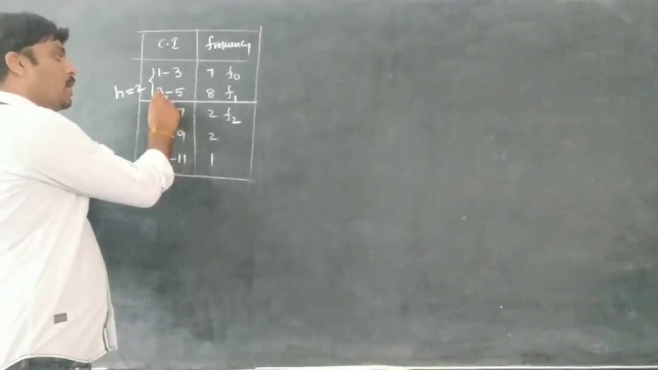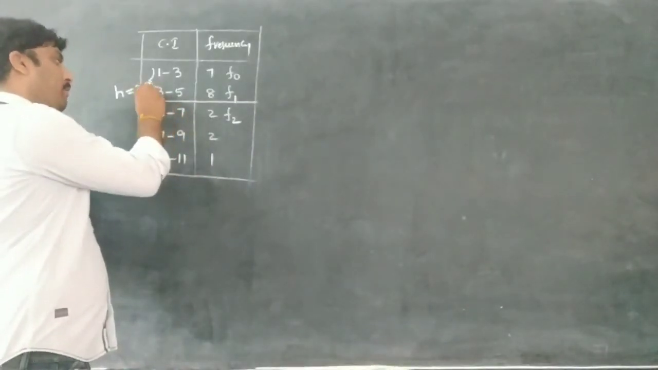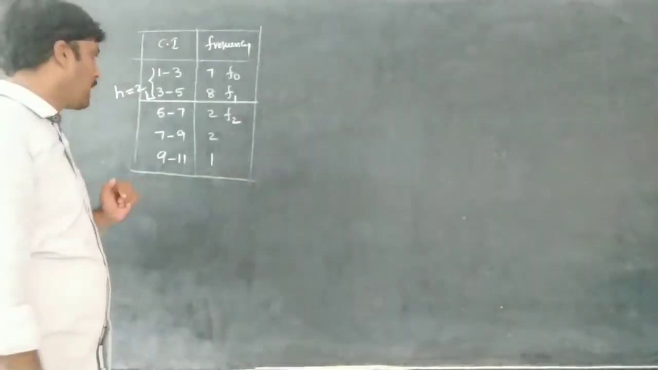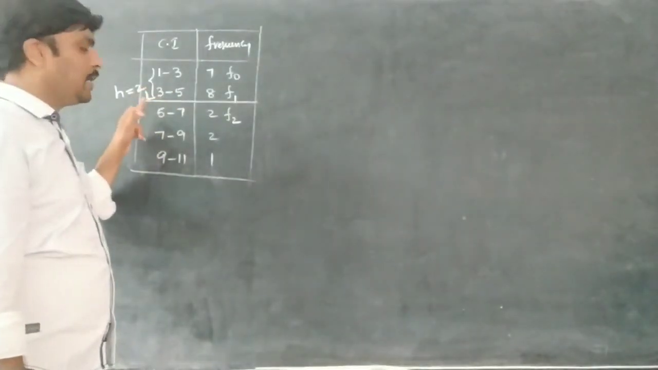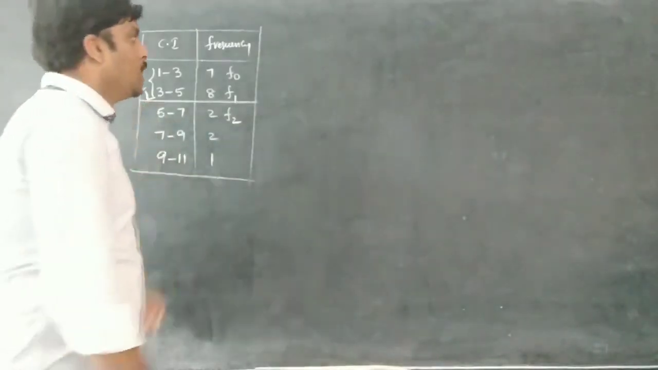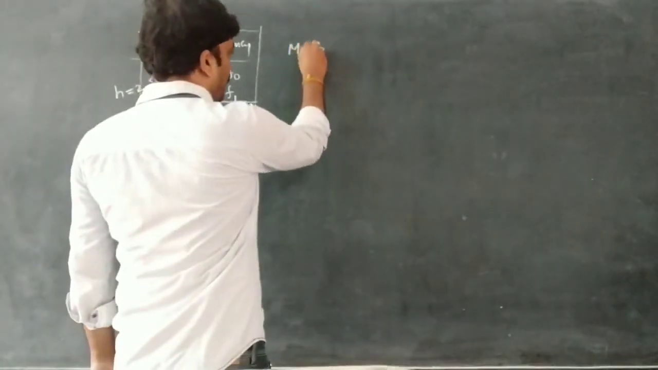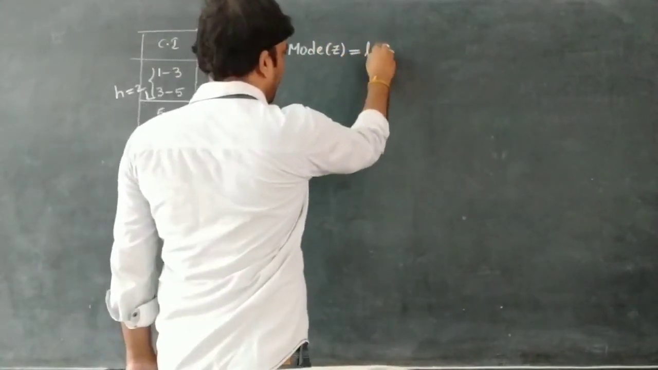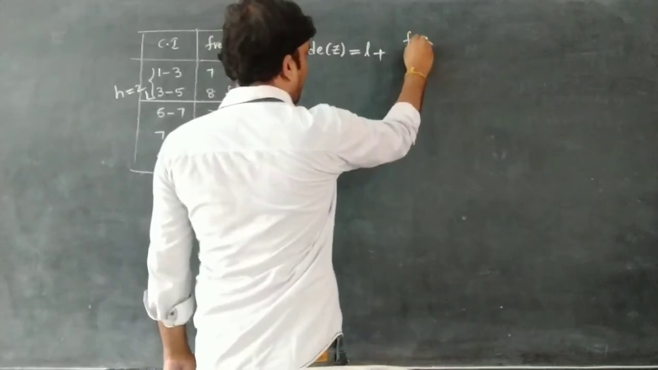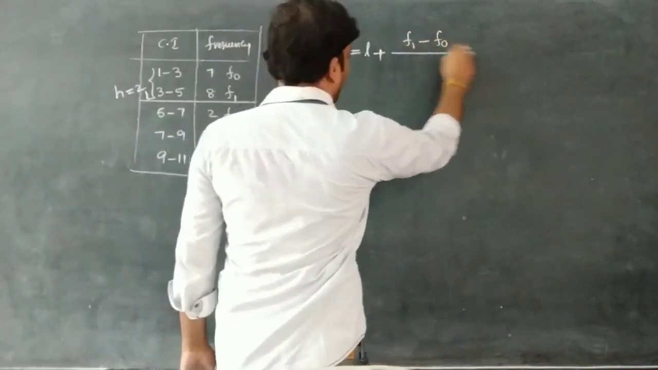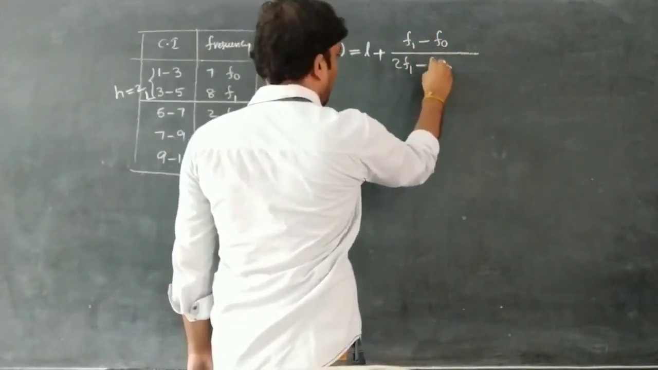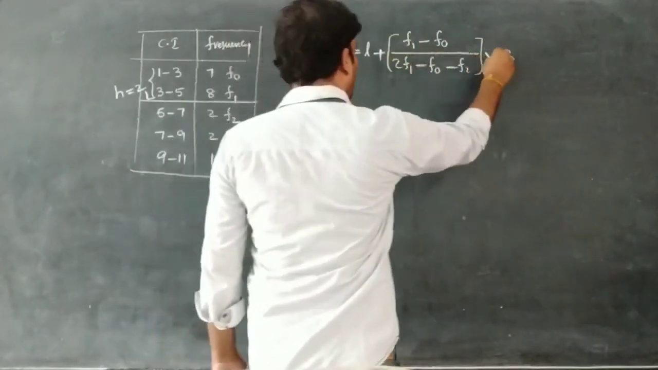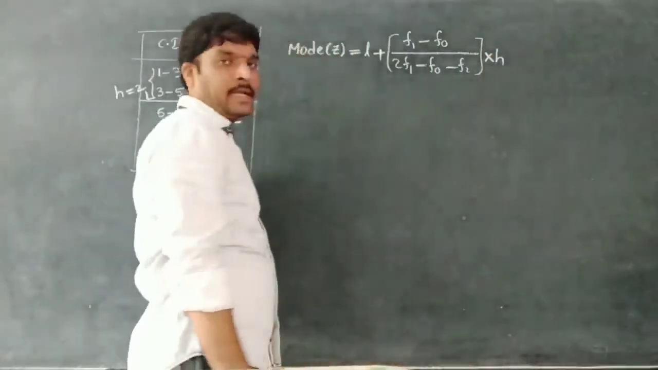Here the lower boundary is denoted with L. Here 3 is L, the lower boundary of the modal class. Okay, now the mode formula. Mode is denoted with Z, equal to L plus (f1 minus f0) by (2f1 minus f0 minus f2), into h. This is the formula for finding mode.